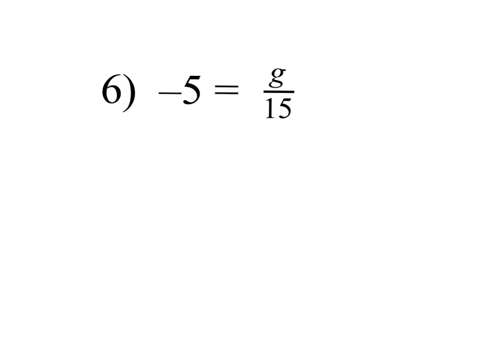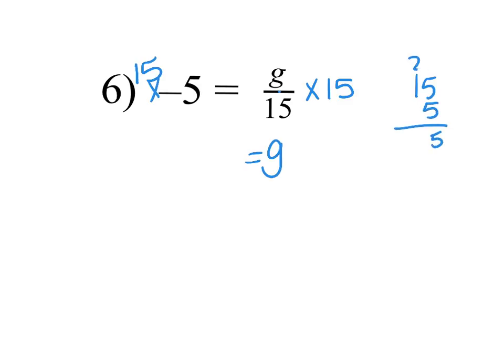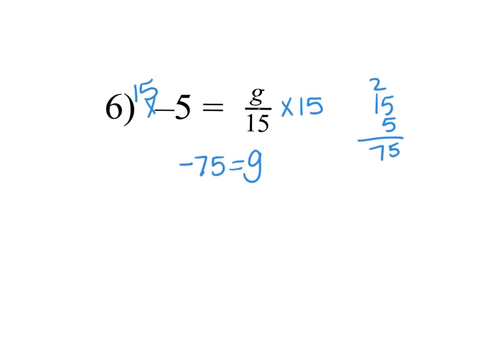Number 6 is negative 5 equals g divided by 15. Well, the opposite of divide is to multiply. So remember, we're multiplying both sides. So g equals 15 times 5 is 75, and it's going to be a negative 75.